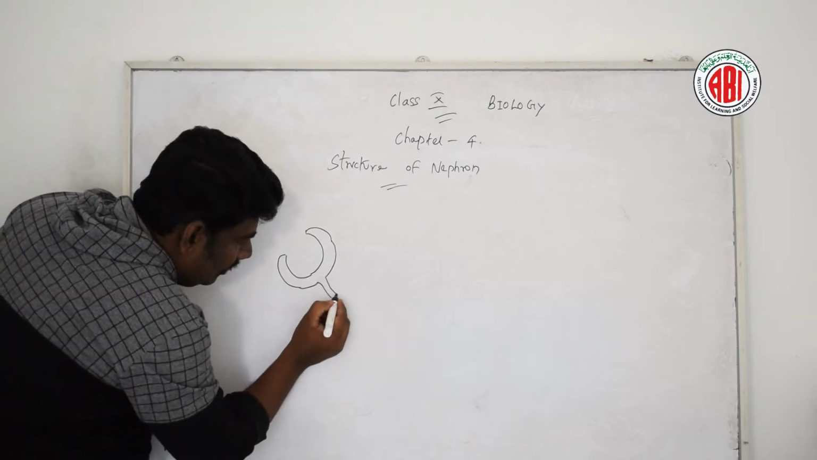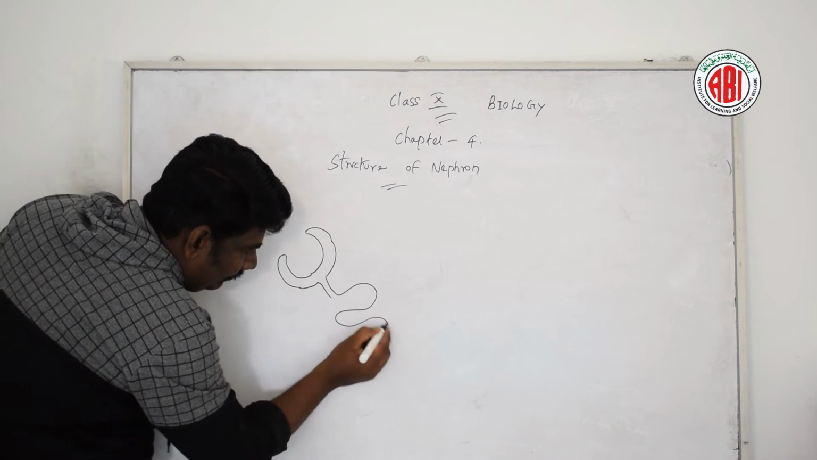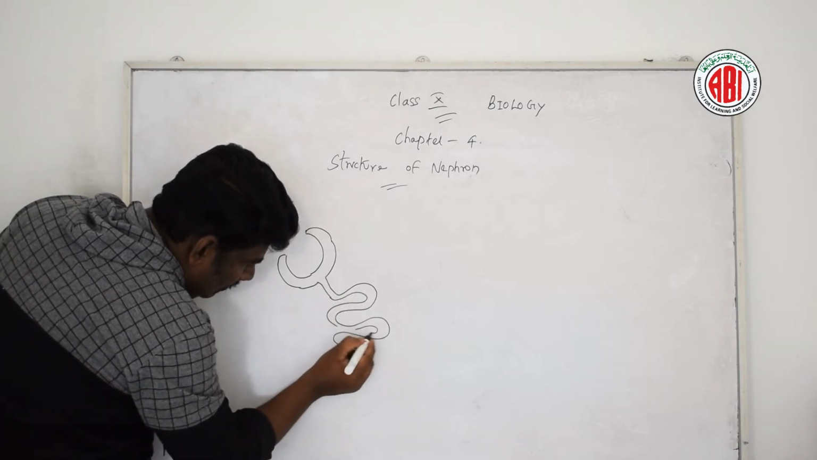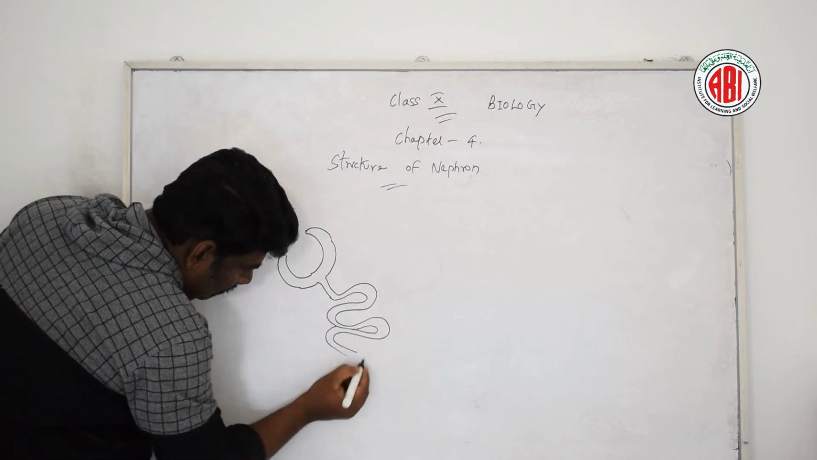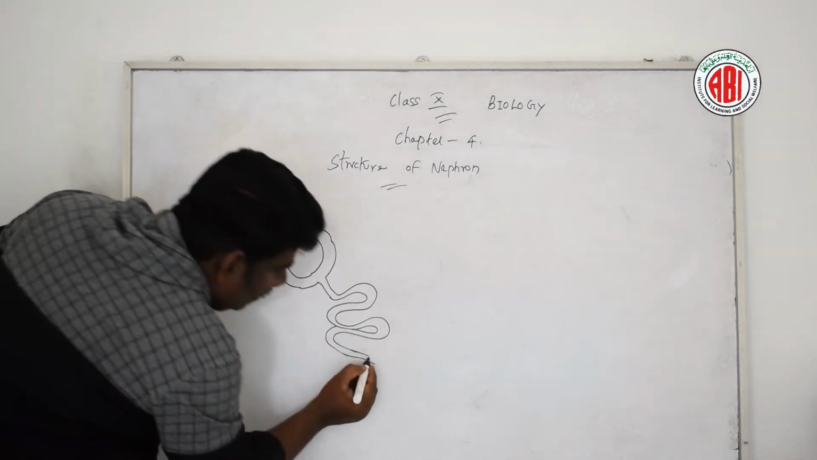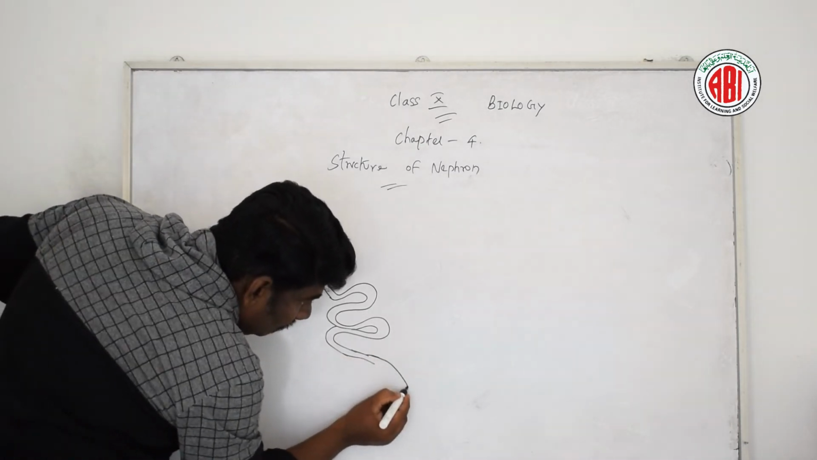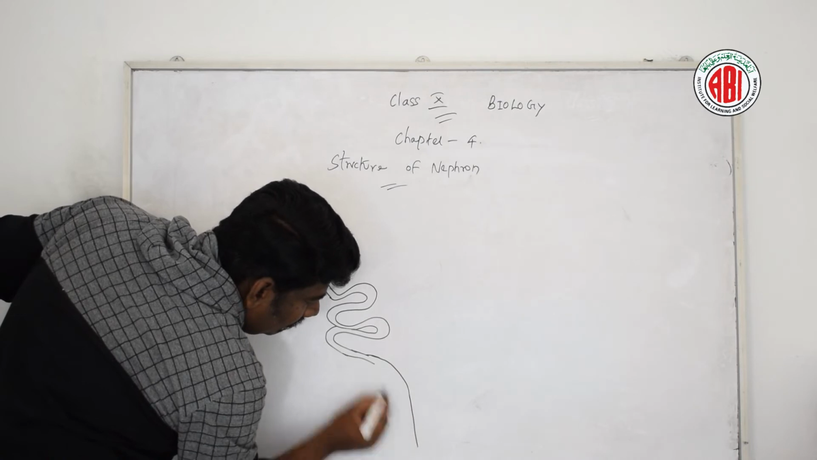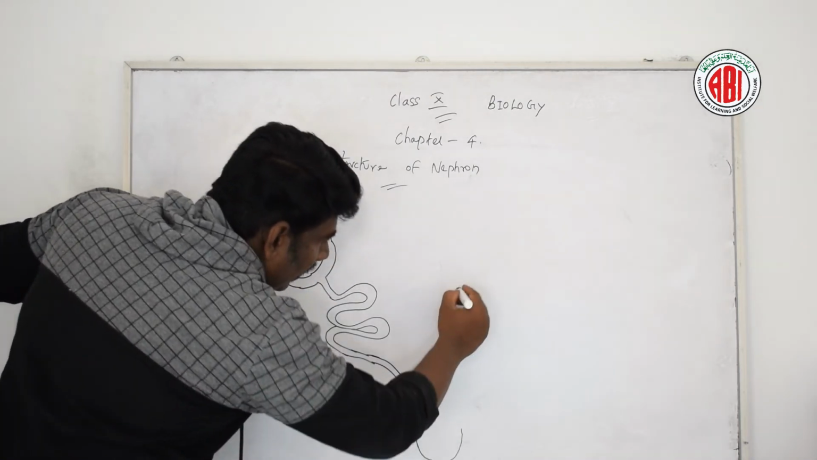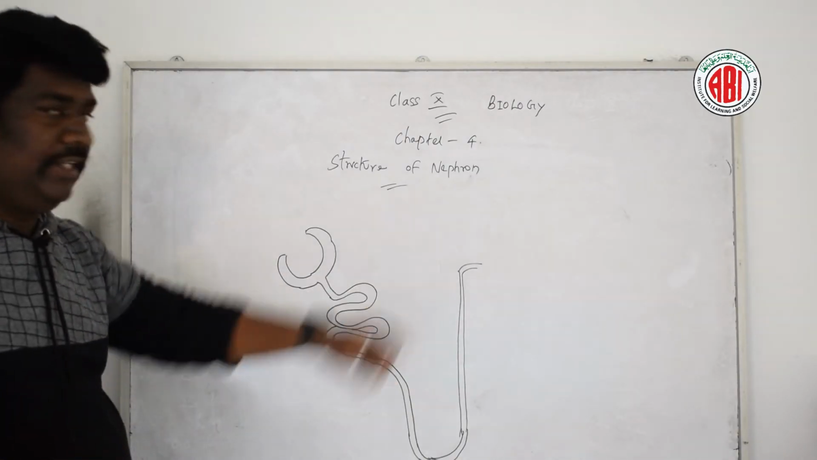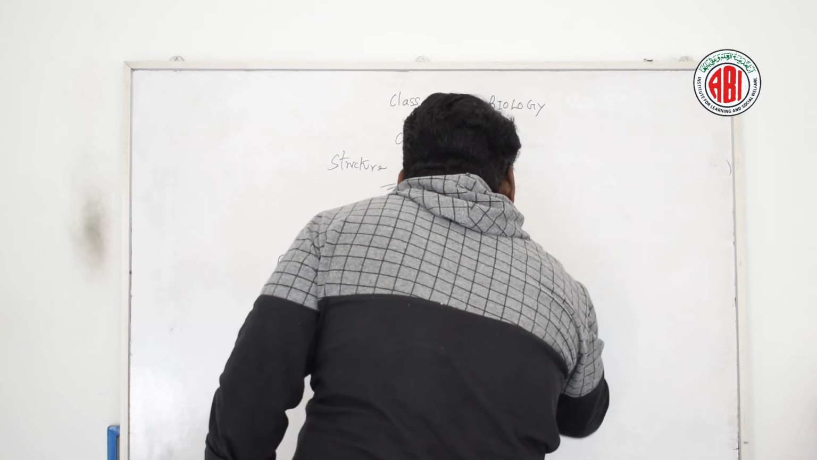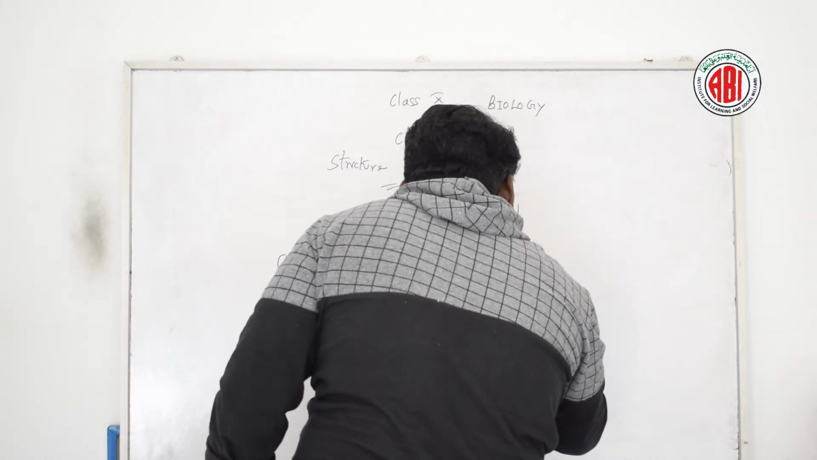From here you make some coiled tube-like structure, like this. Then that particular tube goes down, bending down, and it turns up like a U-shaped structure. And this U-shaped structure is connected to a vertical straight tube.